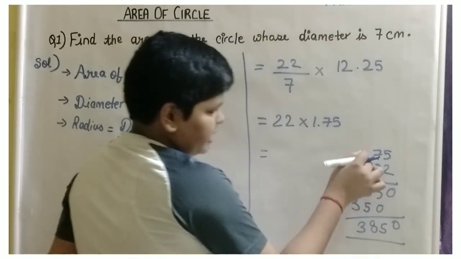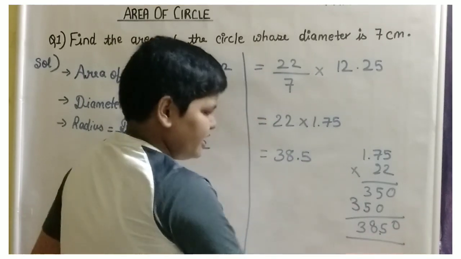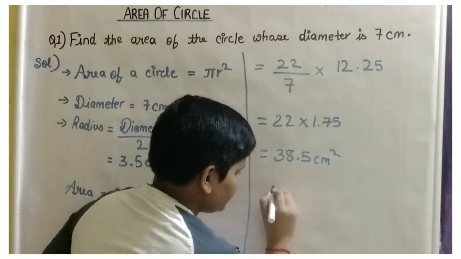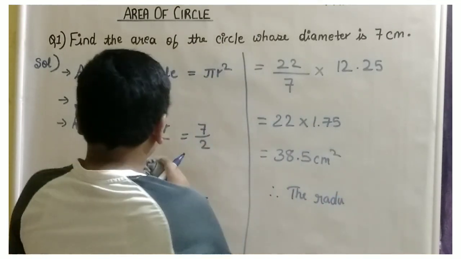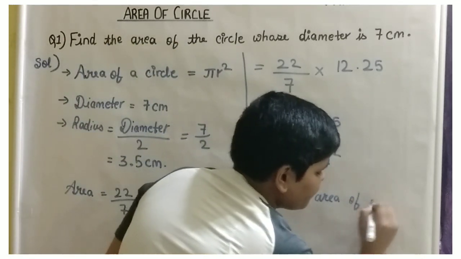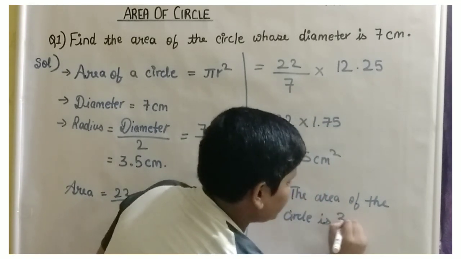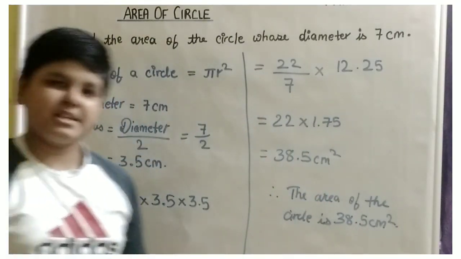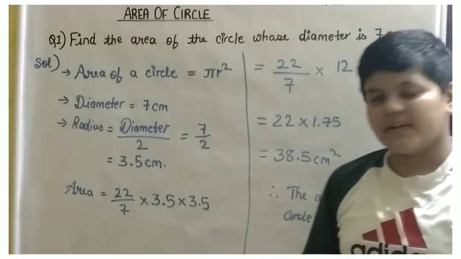3, 8. Here there are 2 decimal places. So that is 38.50 or 5, it's enough. 38.5 centimeter square. So thus the area of the circle is 38.5 centimeter square. This was our first question. Find the area of the circle whose diameter is 7 centimeter.